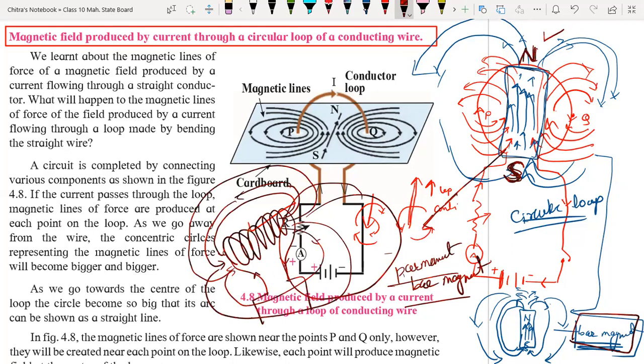So the magnetic field produced by the circular loop is similar to the magnetic field produced by the bar magnet. That's why we can say that the circular loop is acting as a permanent bar magnet.